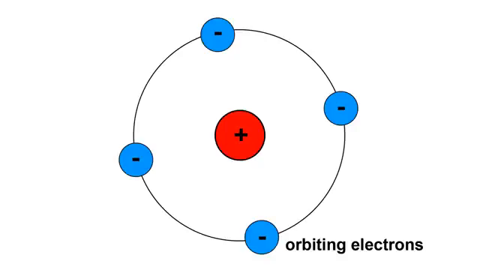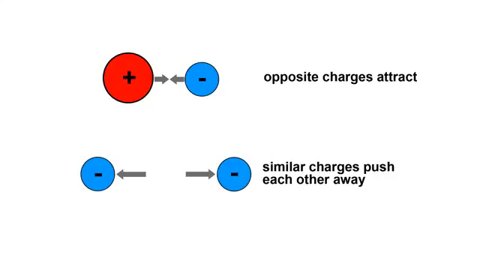The simplified model of an atom has a positively charged center called the nucleus, and you have negatively charged electrons orbiting around it. The terms positively charged and negatively charged are arbitrary, and the important thing to know is that things with opposite charges attract each other, and things with the same charge repel each other. So the positive nucleus of the atom will attract negative electrons, but if electrons get too close to each other, they'll push each other away.